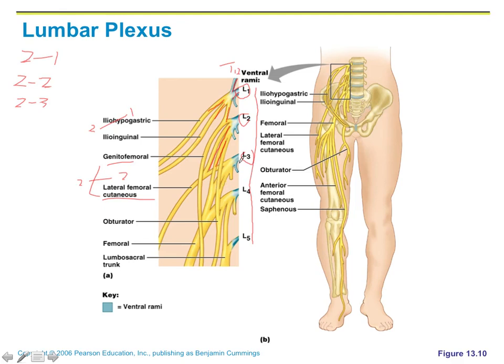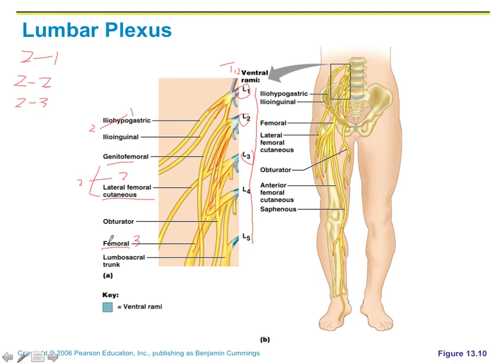L3 sends branches to link with the L4. Okay, L4 to form the... L4 also, L2 sends branches to unite with this branch to form the femoral nerve. So this femoral nerve is made of 3 spinal nerve branches. So that's from 2, 3, 4. Okay, L2, L3, L4 for the femoral.